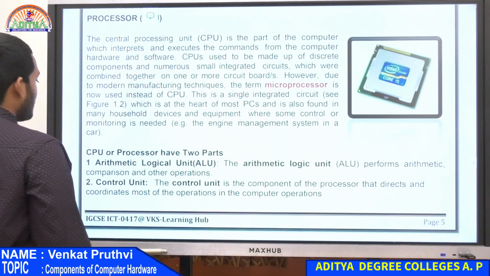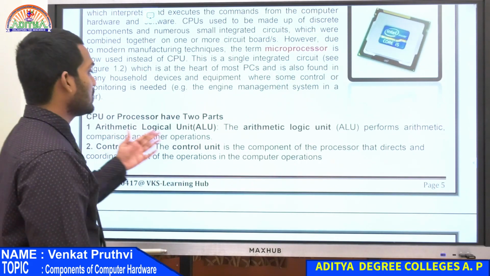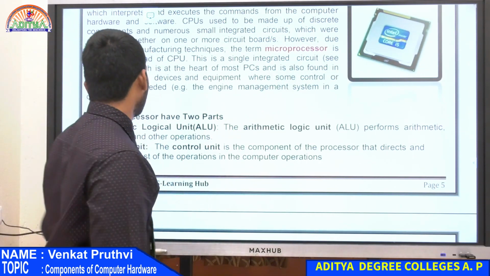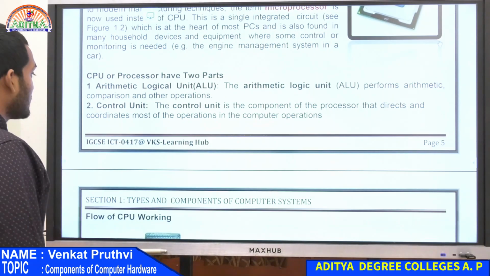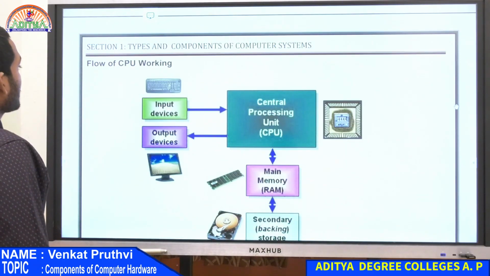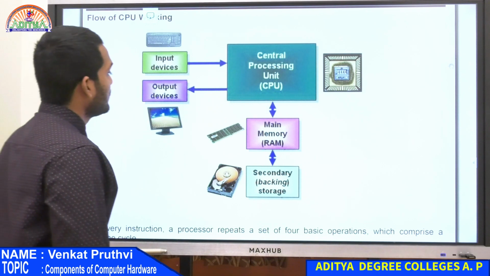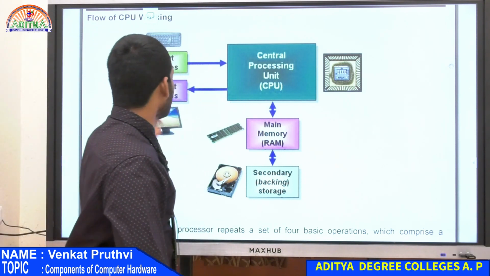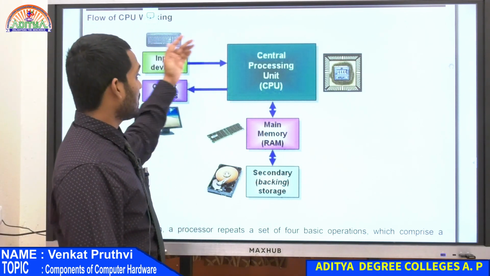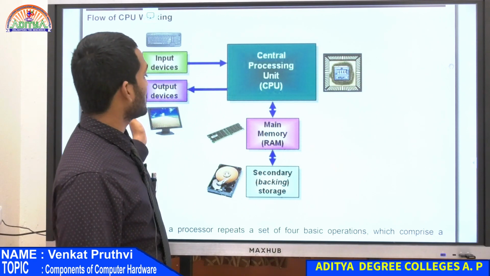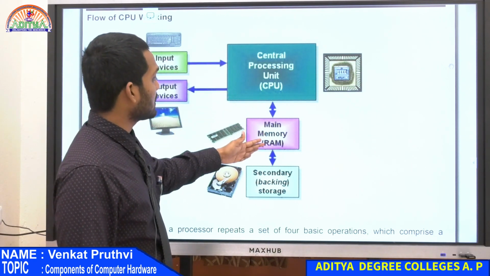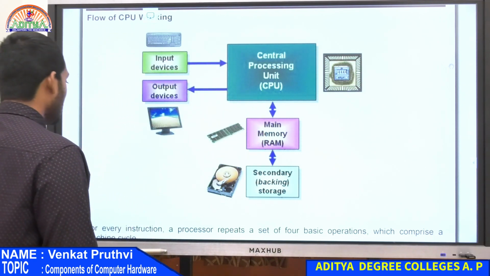The CPU or processor has two parts, that is the arithmetic logic unit, we all know it, ALU, and the control unit. We all know what ALU and control unit does. So let's see the flow of CPU working. We all know this diagram, right, where we are having the CPU which is connected to the input output device, and this CPU is directly connected to the main memory and your secondary storage.